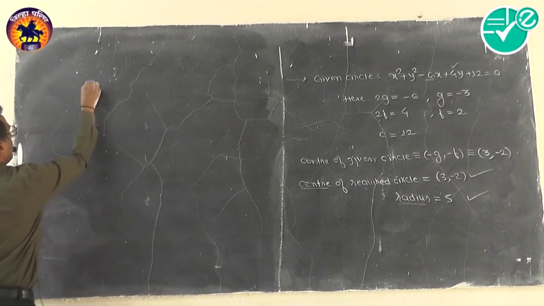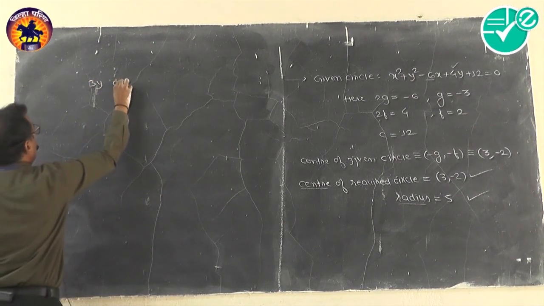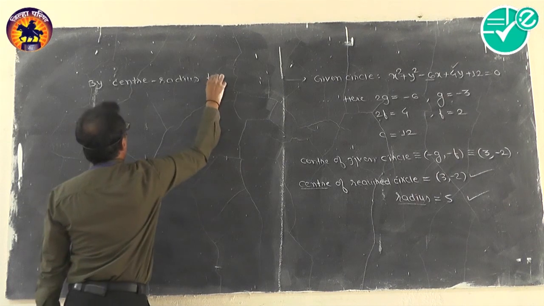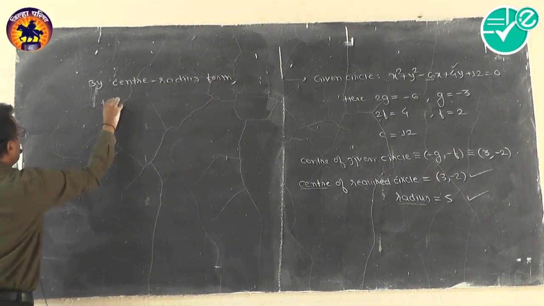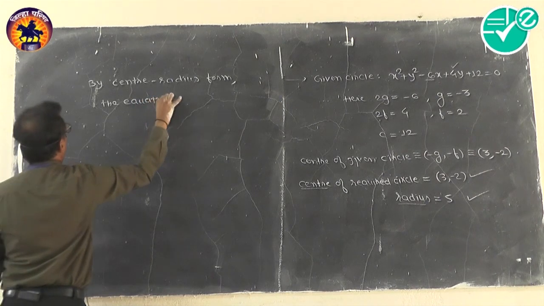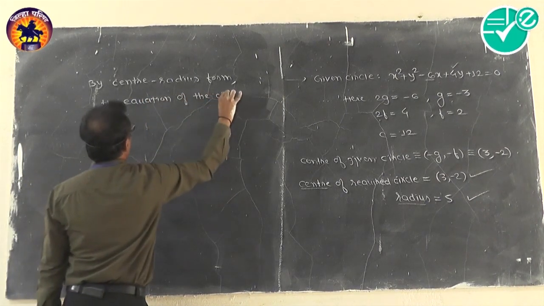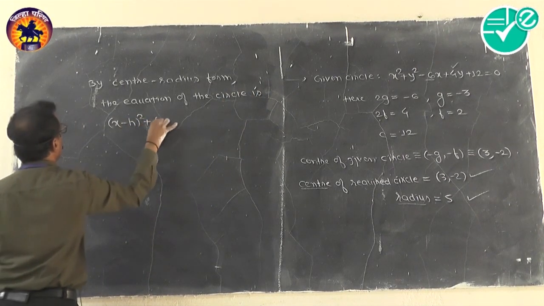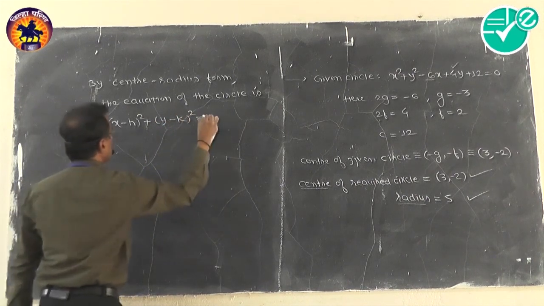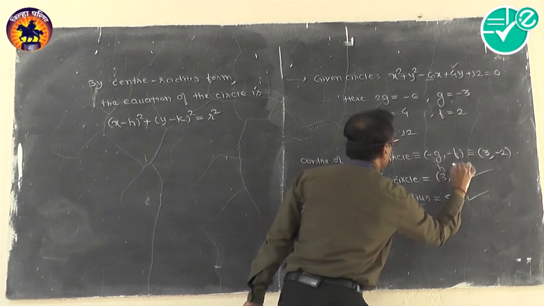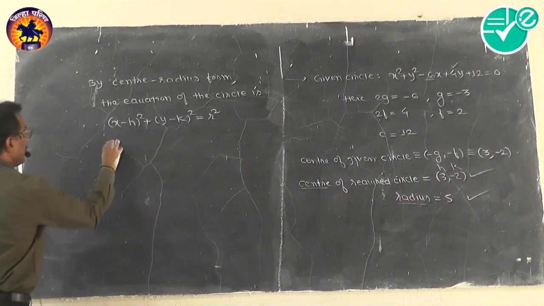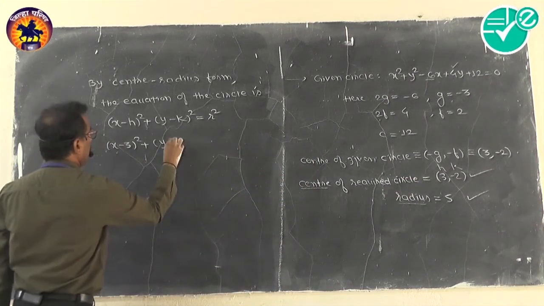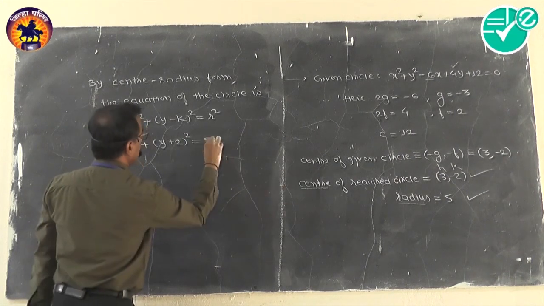The equation of the circle by center radius form is straightforward: x minus h whole square plus y minus k whole square is equal to r square. This is your h value, this is your k value. Just placing here, it is x minus 3 whole square plus y, that is minus 2, but we have to write here plus 2 whole square, equal to radius 5 whole square.